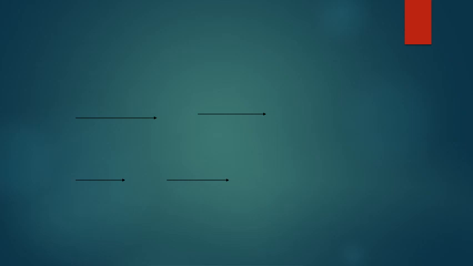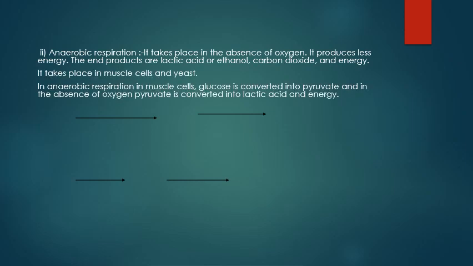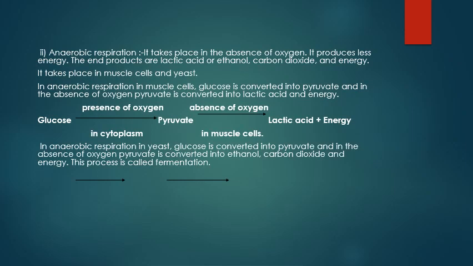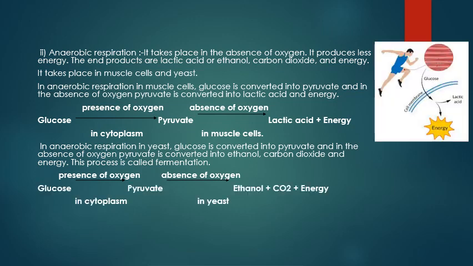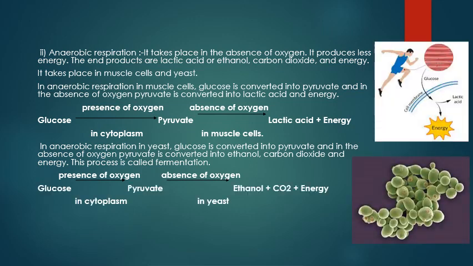Now let us discuss another important respiration, which is called anaerobic respiration. It's very important to understand this. It mainly takes place in the absence of oxygen. It produces less energy when compared to aerobic respiration. The end products of this respiration are lactic acid or ethanol, carbon dioxide and energy. It mainly takes place in muscle cells as well as in yeast cells.